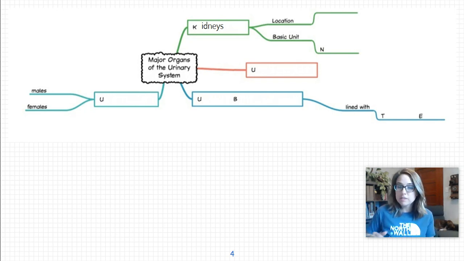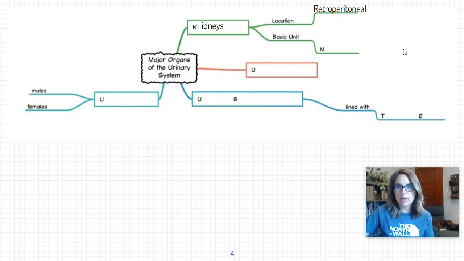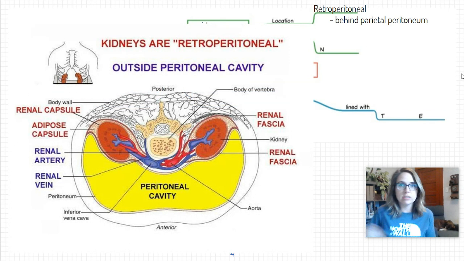So the location of this, as I mentioned, was in the back of the abdominal cavity. We call that retroperitoneal. The peritoneum is the front part of your abdomen. Retroperitoneal is in the back. Okay, old school retro, it's like back in time. It's on the back side of the abdominal cavity, so it's located behind the parietal peritoneum.